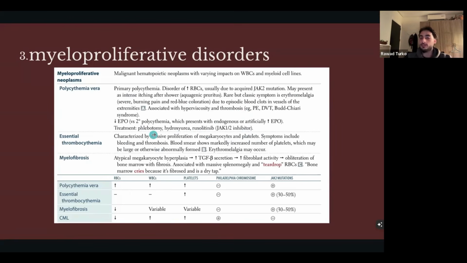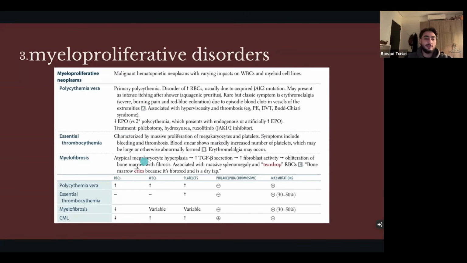Symptoms include bleeding and thrombosis, which are obviously going to be related to the increased number of platelets. Blood smears show a markedly increased number of platelets, which may be large or otherwise abnormally formed, and you can get the same sort of symptoms with polycythemia.